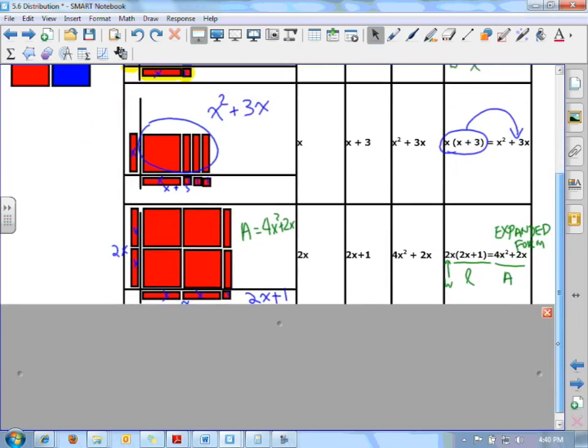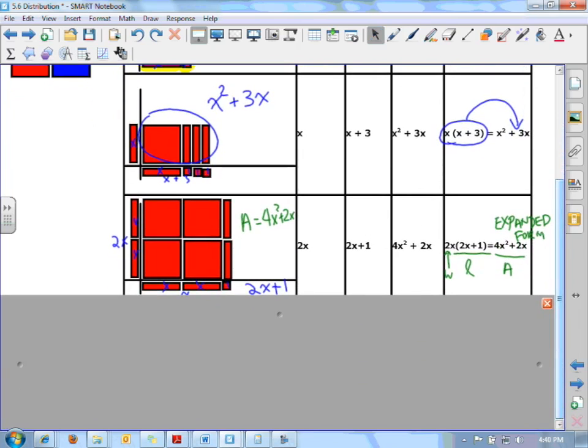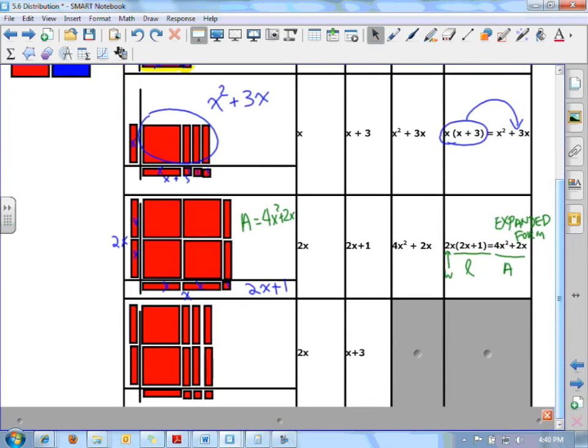And when we finally do the last row, we get the following. The last row, I don't give you anything. I give you the length and the width. So the length is x plus 3, and the width is 2x. When we fill it out with the area, we have to use 2 big tiles, x squared tiles, and we fill the rest with 6 x tiles. So the area works out to 2x squared plus 6x.